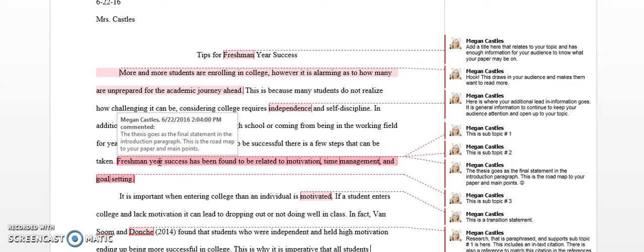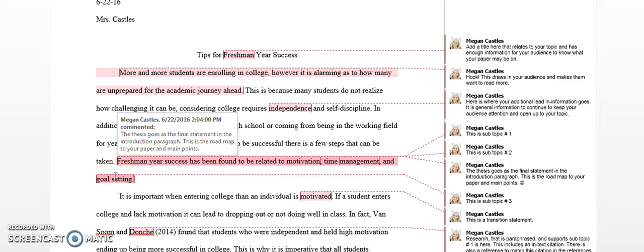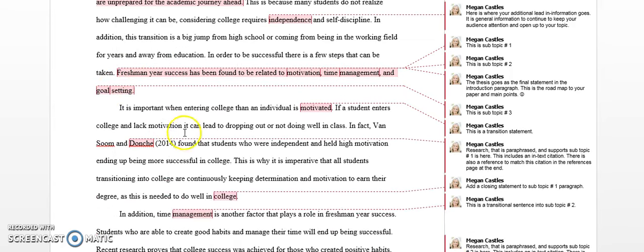So for my particular thesis statement, I have freshman year success has been found to be related to motivation, time management, and goal setting. As you can see, motivation is my first subtopic, then I have time management and goal setting. This is going to align with my 3 body paragraphs in my essay. So the first subtopic should be what your very first body paragraph goes over. So you want to make sure to transition into this.